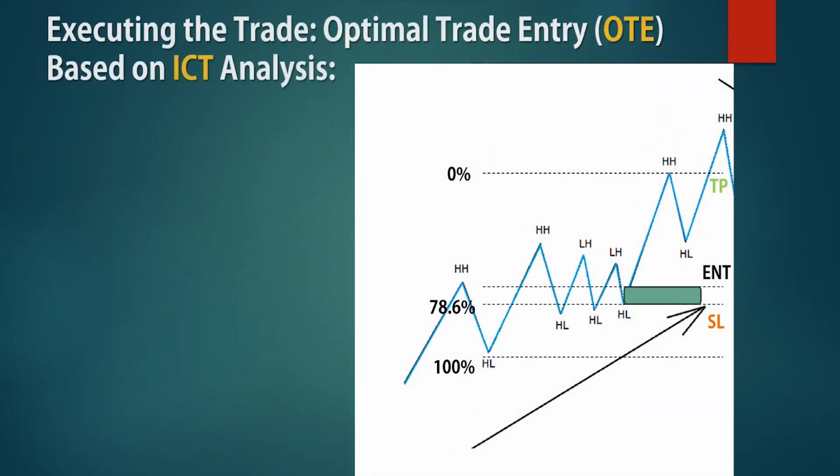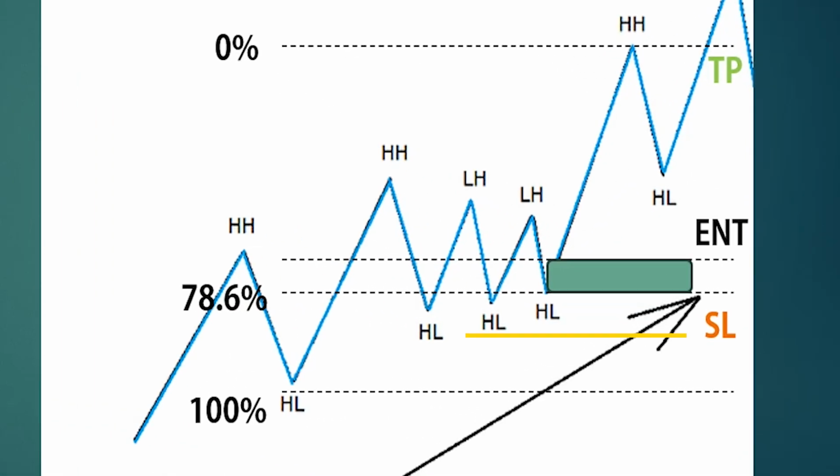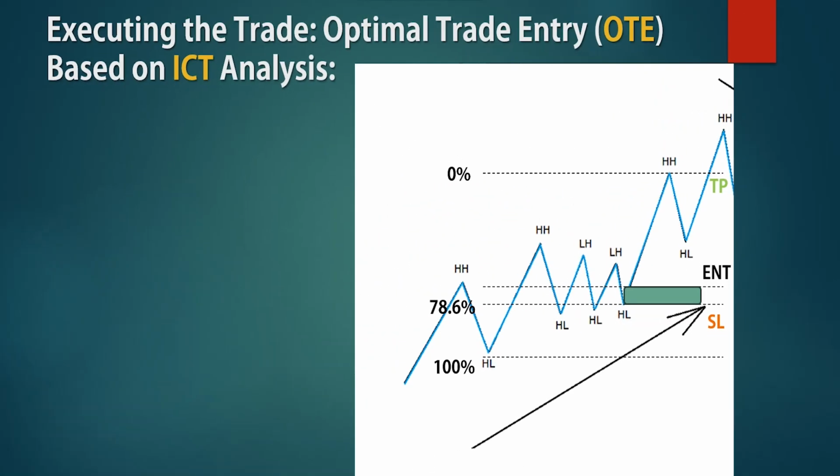Executing the trade. Optimal trade entry, OTE, based on ICT analysis. After identifying the optimal zone, the professional trader enters the trade. By placing the stop loss below the recent swing and setting appropriate profit targets, you can achieve a favorable risk-to-reward ratio. As previously mentioned, just as identifying the entry point is crucial, the exit point is equally important because it directly impacts both your risk-to-reward ratio and the win rate of your strategy.